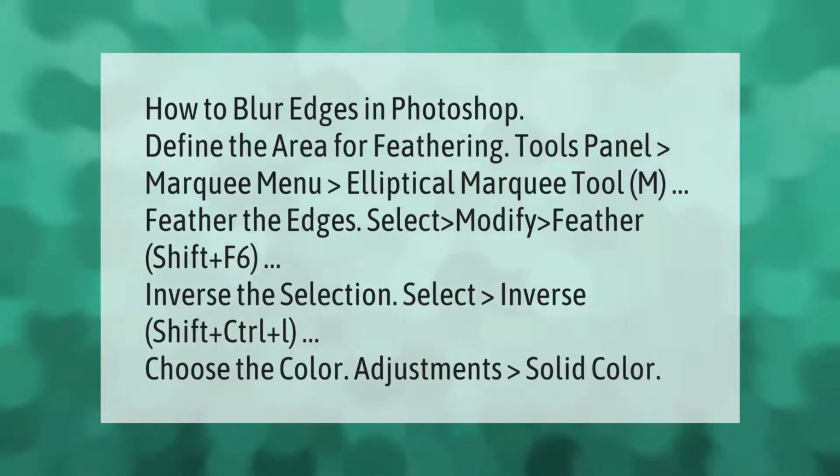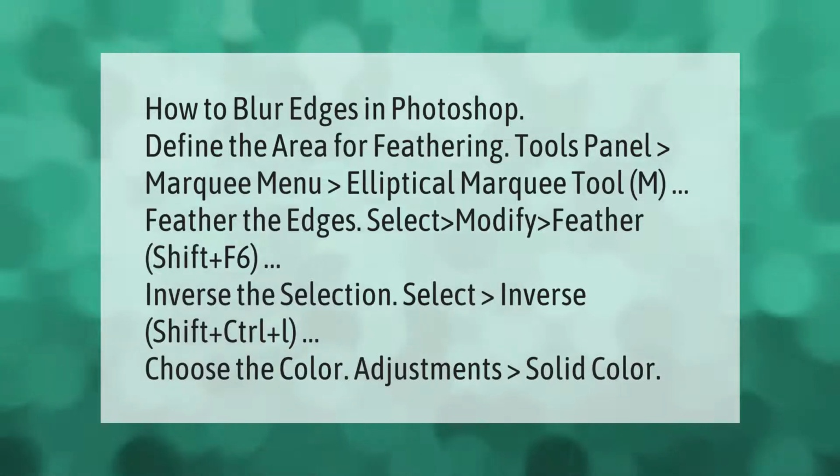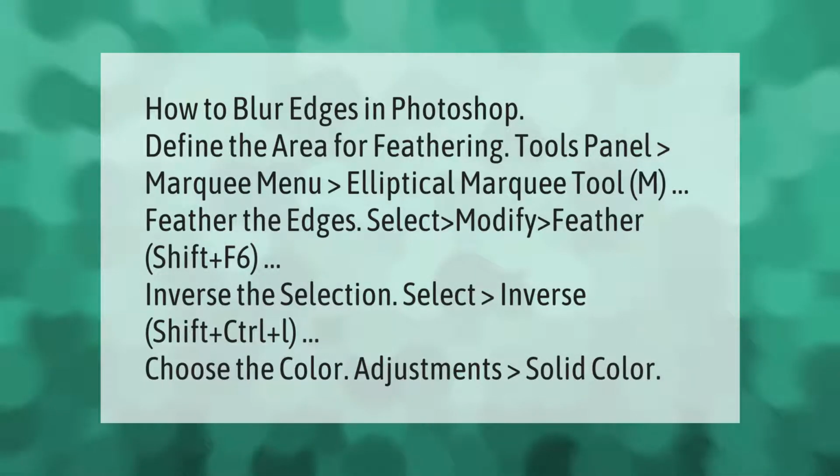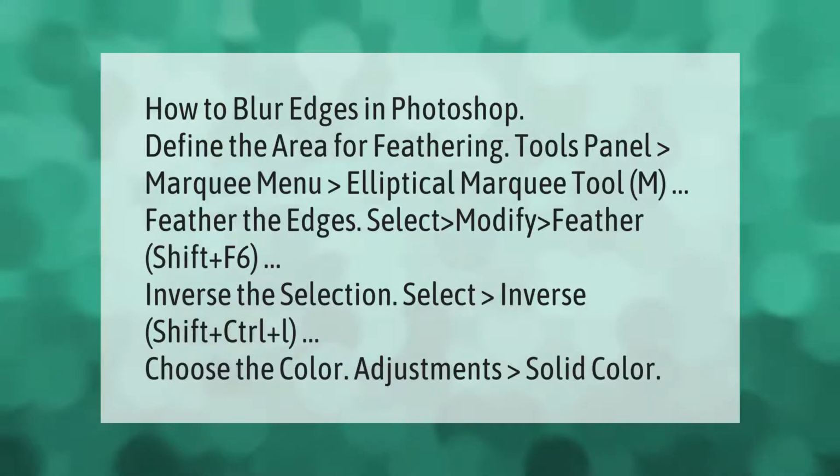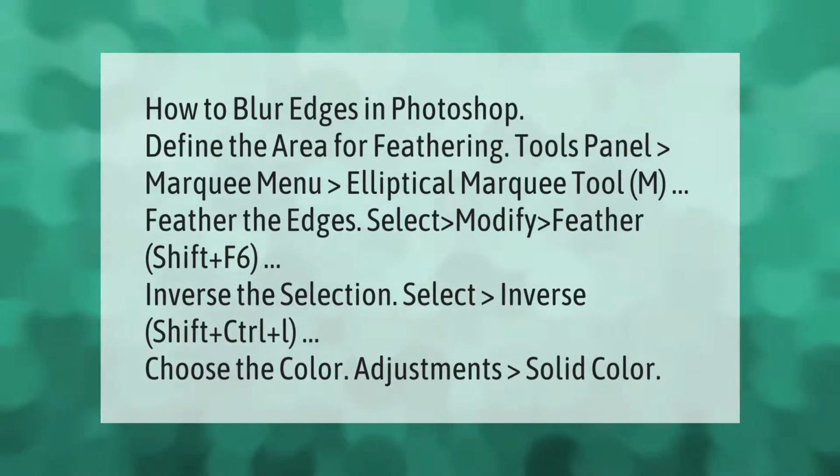Feather the edges. Select, Modify, Feather, Shift plus F6, inverse the selection. Select, Inverse, Shift plus Ctrl plus L, choose the color. Adjustments, Solid color.